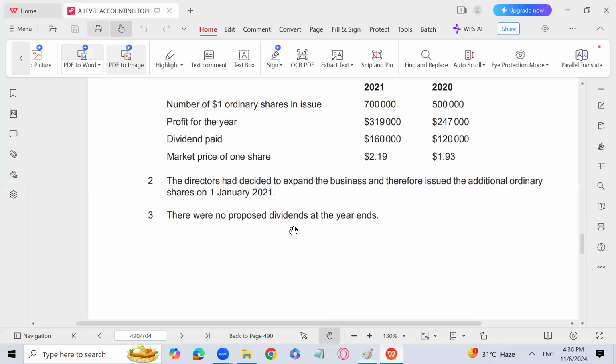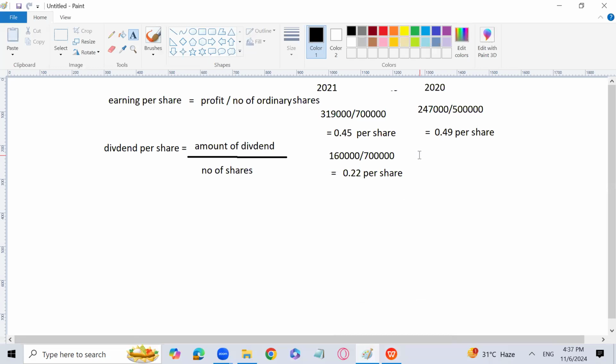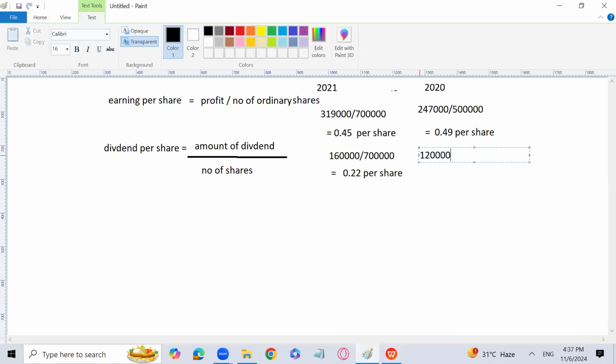Let's calculate it for 2020 also. For 2020, dividend paid is 1,20,000 and number of ordinary shares is 5 lakh. It means that 5 lakh investment is giving you a dividend of 1,20,000. So 1,20,000 divided by 5 lakh is 0.24 per share. Again, the dividend per share is better in 2020 than in 2021. So it means that your company position is going down in 2021, because earning per share has also decreased, maybe because more shares have been issued.